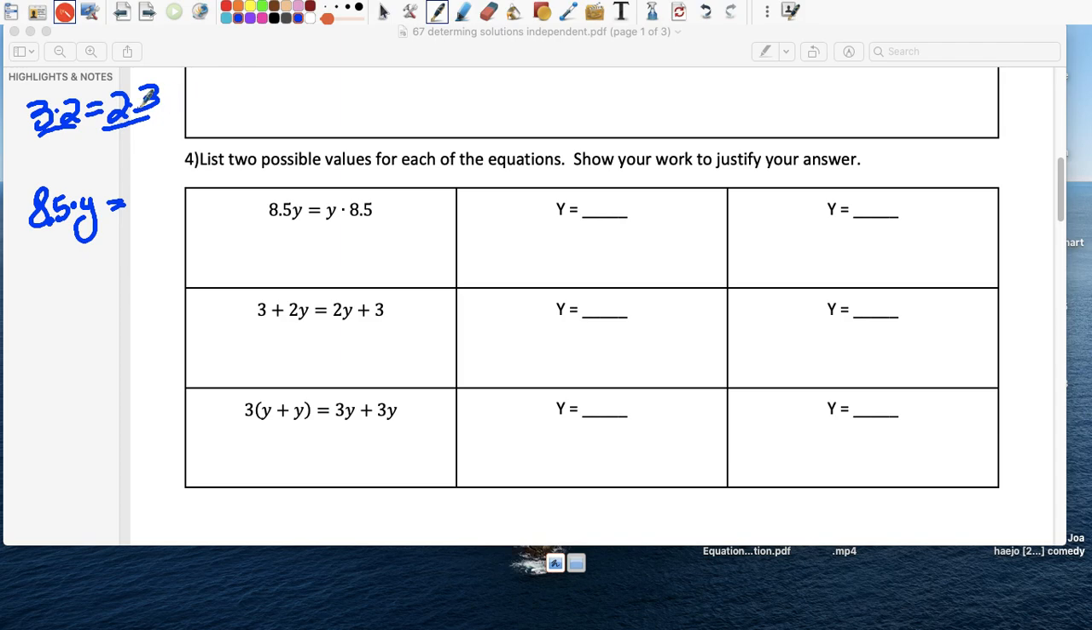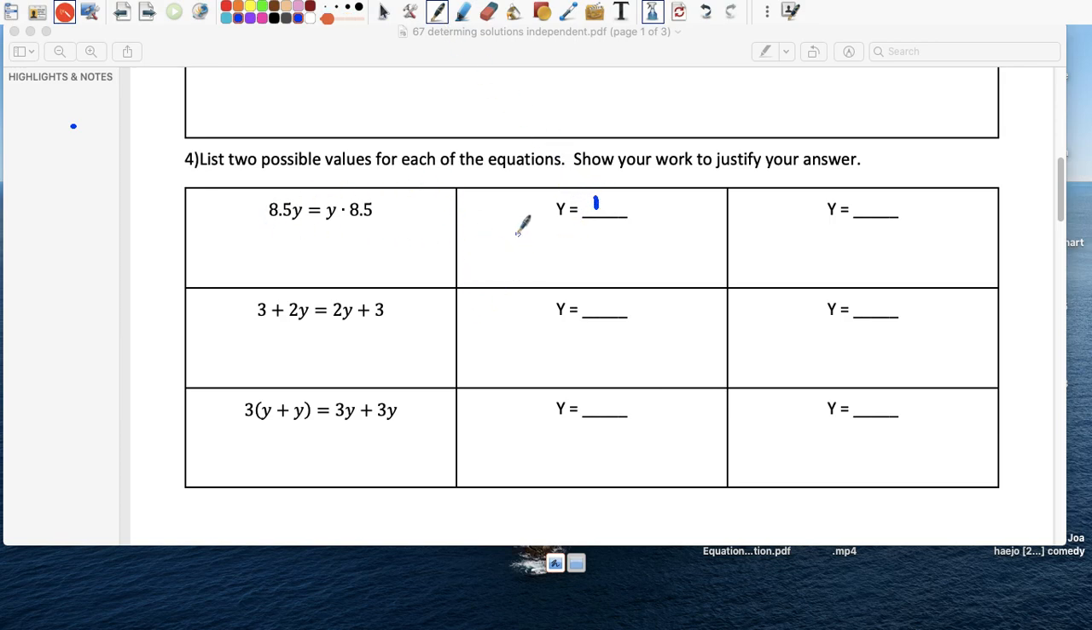The order is different, but they still have the same answer. So 8.5 times y is the same thing as y times 8.5. Es la misma cosa. So if they're the same, I hope that you remember, si son igualitos, there are infinite solutions, muchas, infinitas soluciones. So let's try y equals 1.